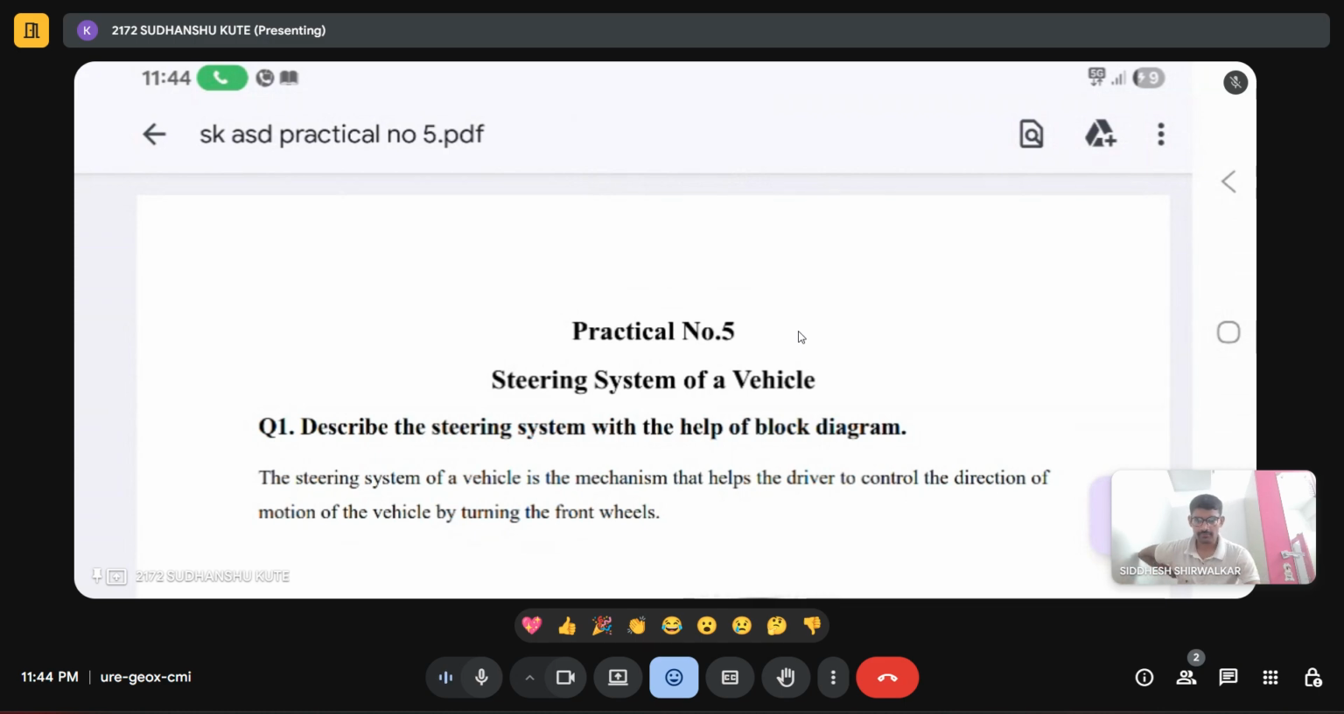The steering system of a vehicle is the mechanism that helps the driver to control the direction of motion of the vehicle by turning the front wheels.